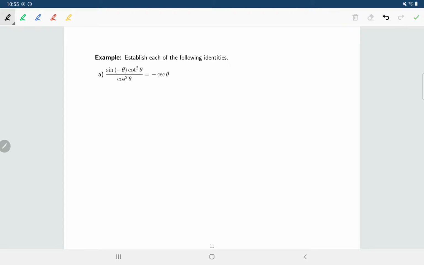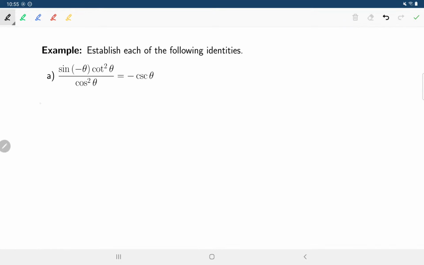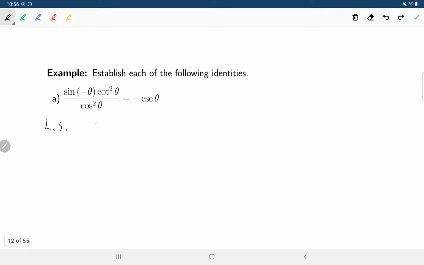And so the choice that I'm going to make here is to start with my left side. That's because, number one, it's the most complicated looking side, but already I can see one thing that I can do. Namely, I've got that sine of negative theta, and I know that I have that even-odd property of my trig functions that I can call upon. So that's what I'm going to do for my first move. I'm going to start off by saying that sine of negative theta, we know that that is the same thing as negative sine theta.